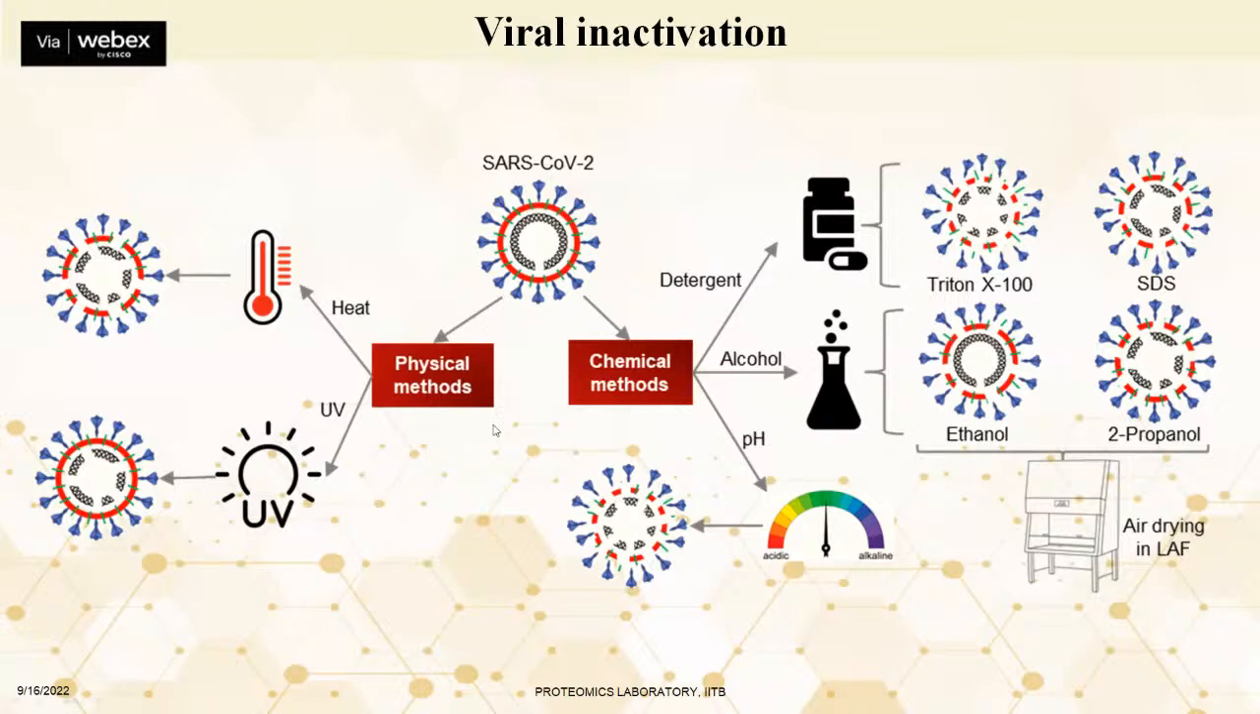There are two types of methodologies: physical methods and chemical methods. Physical methods include heat and UV, whereas chemical methods include detergent, alcohol, and pH. Out of these, alcohol worked best for us, and we used alcohol for inactivation of the viruses, followed by air drying in the lab. This whole process was done in the unit that was only for COVID, and it was not done in the laboratory. That's why we are not able to show you here.